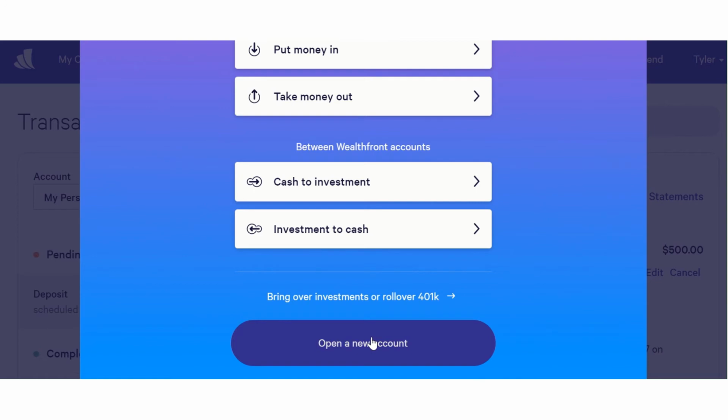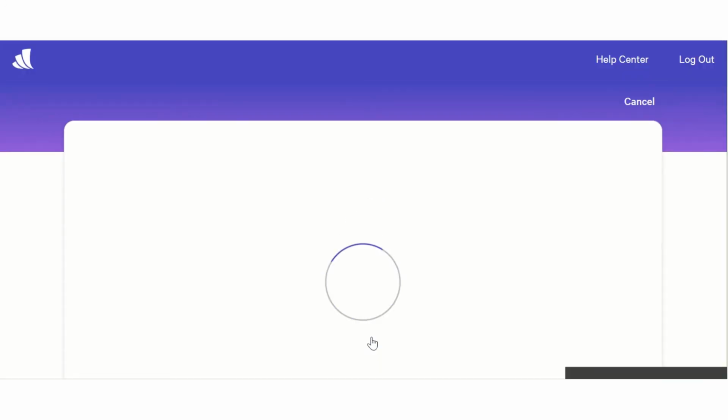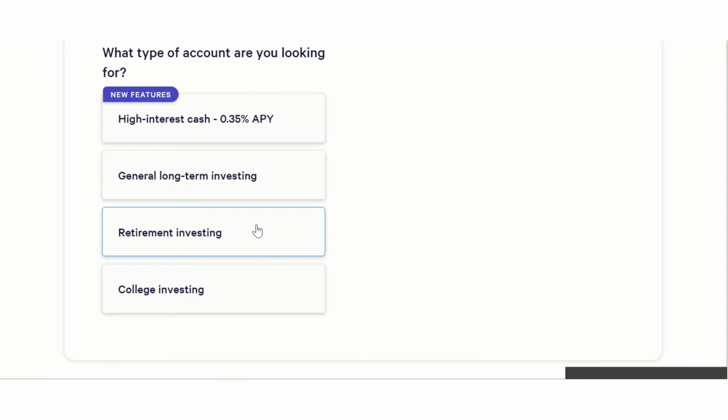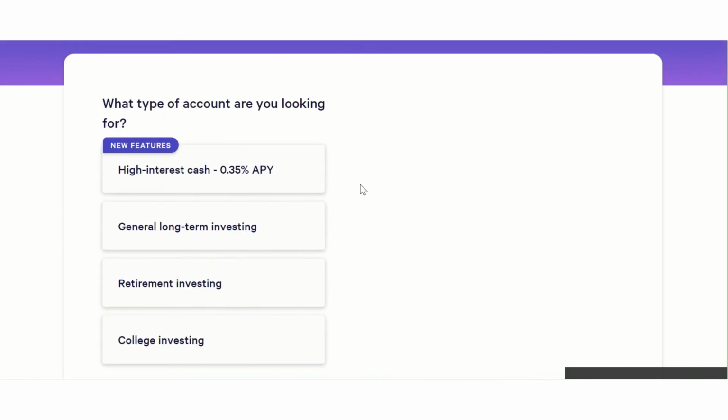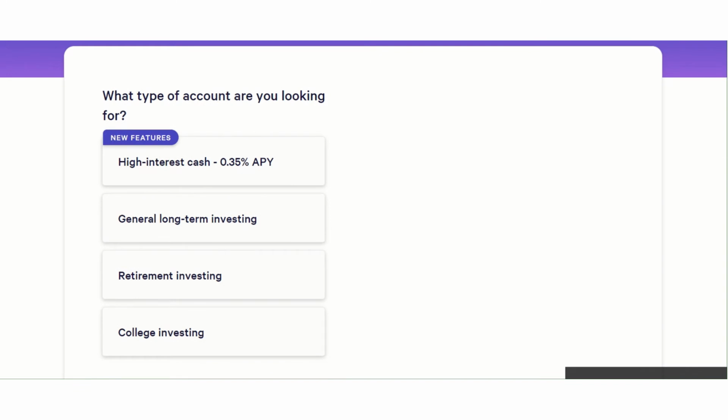What's really cool with this is you can do, for example, a Roth IRA for retirement investing. They have a high interest cash, although 0.35% isn't so high interest. You can do better than that. But it used to be actually quite good. It was 2% last year, but then it's been consistently going down. Then you have college investing, so a 529 plan, you can set that up directly in your Wealthfront account.